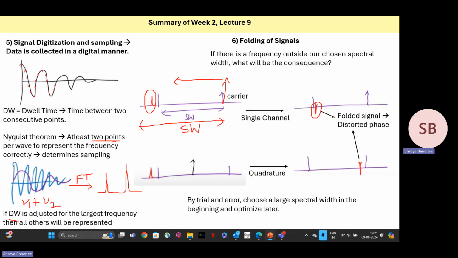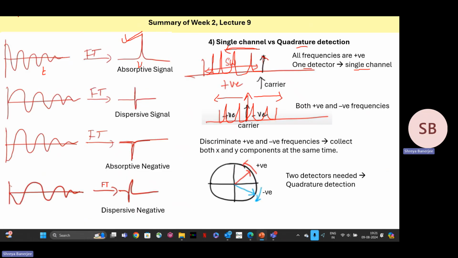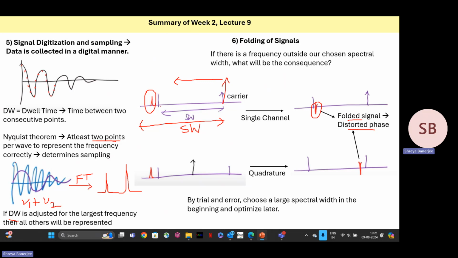This kind of signal is called a folded signal, where you will get a distorted phase. The phase of all your signals is supposed to be positive because we are only choosing this component, which is positive absorptive. So if suddenly you get a negative phase, that indicates it is a folded signal. That means your spectral width is not large enough and you need to take a larger spectral width.